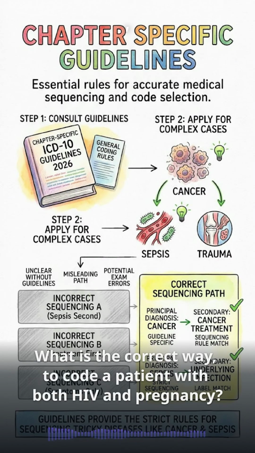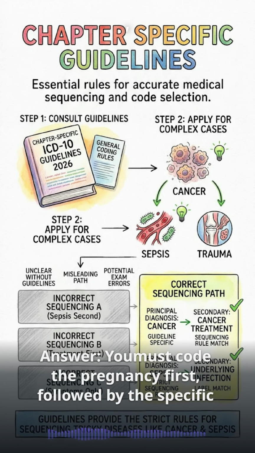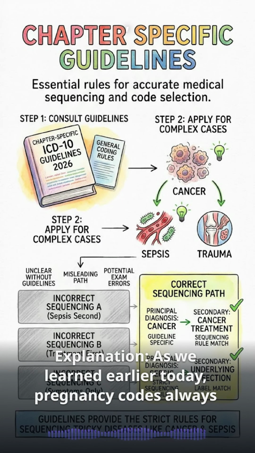74. What is the correct way to code a patient with both HIV and pregnancy? You must code the pregnancy first, followed by the specific HIV viral disease code. As we learned earlier today, pregnancy codes always take priority over any other conditions.